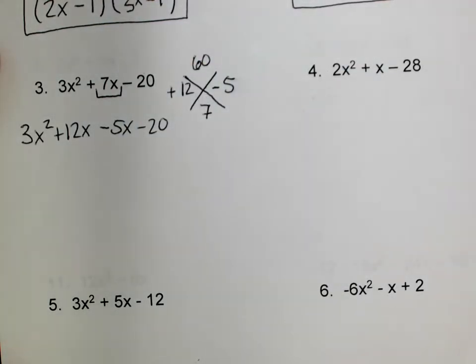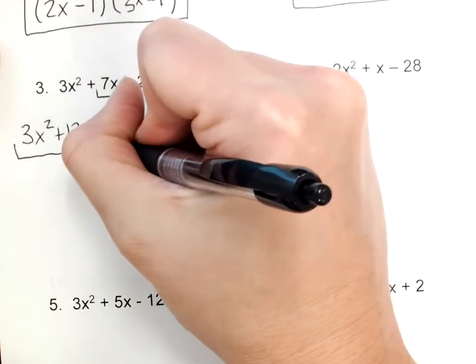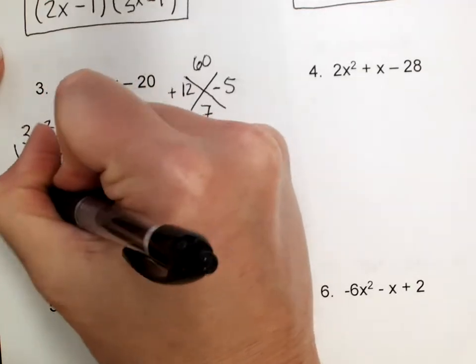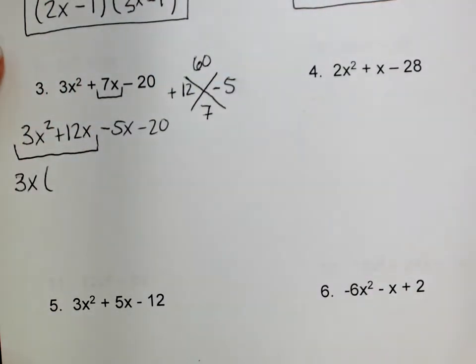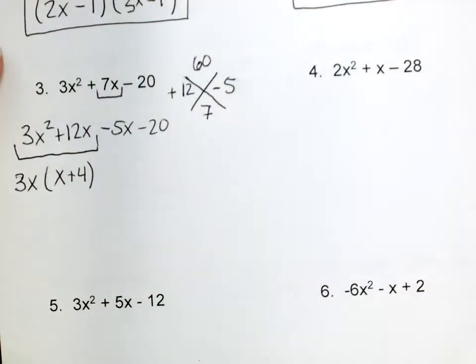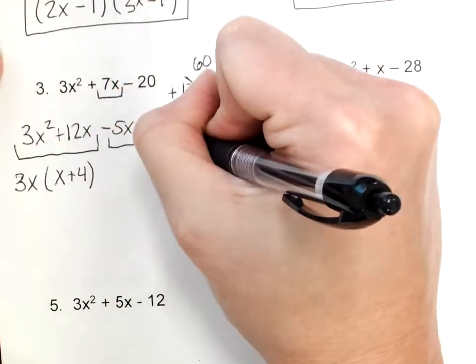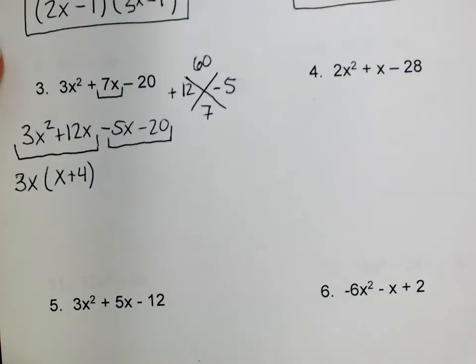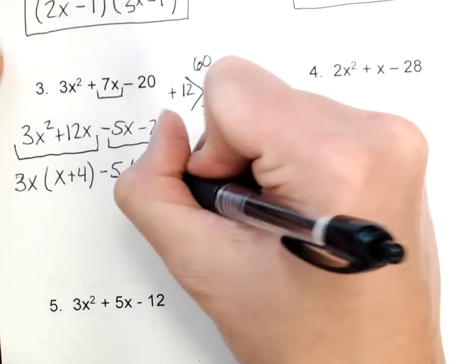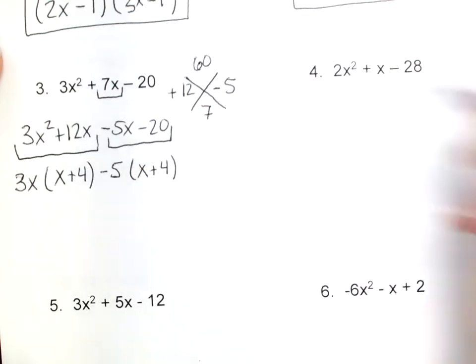Again, now I can factor by grouping. I have these 4 terms. So looking at these first 2, what can I take out of both of those? How about a 3x? If I factor 3x out, I'm left with just an x plus 4. I can do the same thing to the back 2 terms. Greatest common factor there is a negative 5. If I factor a negative 5 out, I'm left with an x plus 4.